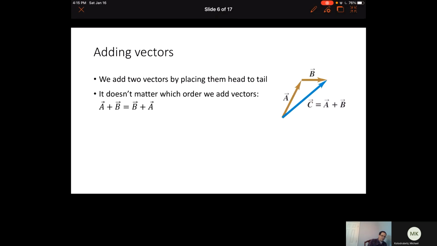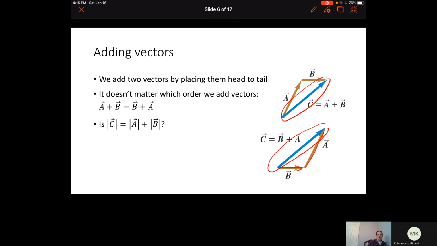All right. So just like regular addition, it doesn't matter in which order we add vectors. It's commutative. So A plus B is equal to B plus A. You can see that here. If I first put down B, then put down A, the result, this blue vector, is the same. Now, a quick question I want you to think about for a second. Does that mean that the magnitude of C is equal to the magnitude of A plus the magnitude of B? So is the magnitude of A plus B equal to the magnitude of A plus the magnitude of B? The answer is no. They will always be less than or equal to the sum of the magnitudes.